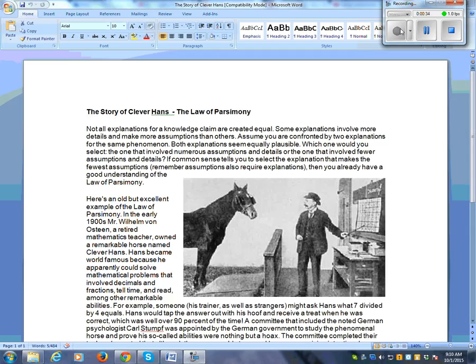Not all explanations for a knowledge claim are created equal. Some explanations involve more details and make more assumptions than the others. Assume you were confronted by two explanations for the same phenomenon. Both explanations seem equally plausible. What does that word mean? Plausible. Possible or likely. Which one would you select? The one that involved numerous assumptions and details, in other words, the complicated one, or the one that involved fewer assumptions and details? Which one? The really complicated explanation or the pretty simple one?